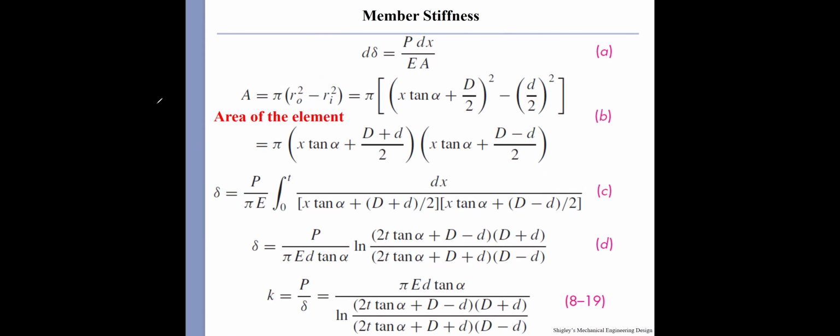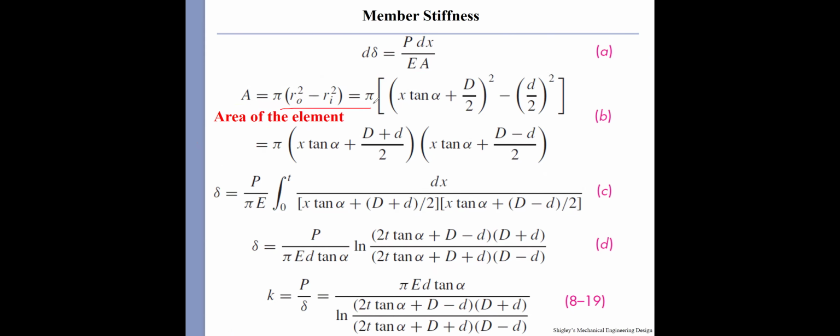The bolt is being stretched, and the member is being compressed, right? So for this elongation, the deformation d delta equals P dx, that small tiny element, over EA. And the area of the element equals pi times R naught squared minus Ri squared. R naught represents the outer ring radius, and Ri represents the inner ring radius.